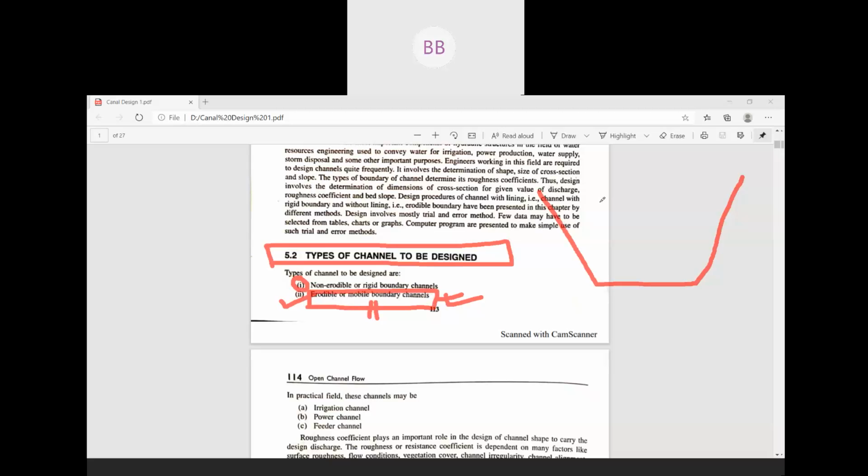Because we have soil erosion when it is a mobile boundary, okay, then if it is not lined, there may be some growth of small plants on the sides which obstruct your velocity, okay? Then the water is also carrying some amount of silt, and in due course of time, it is deposited at the bottom of the channel. So then it is very difficult to remove those silt deposited at the bottom of the channel, first. Second, it reduces the capacity of the channel, okay? So there are some disadvantages and some advantages also for mobile boundary channel. Those things you are going to study in your irrigation subject.